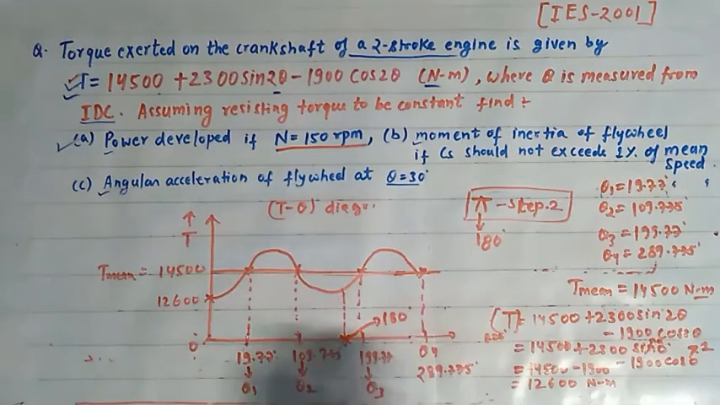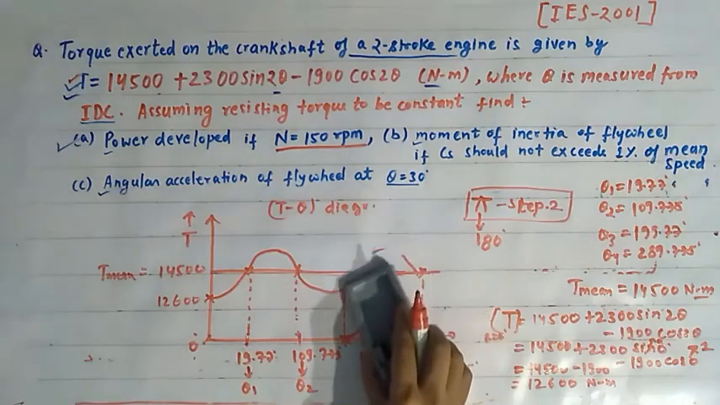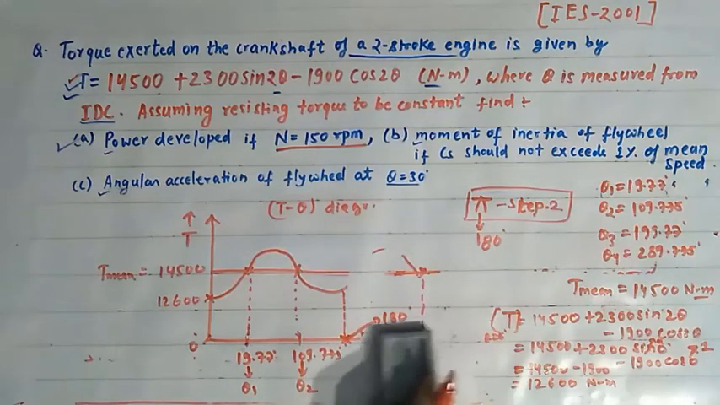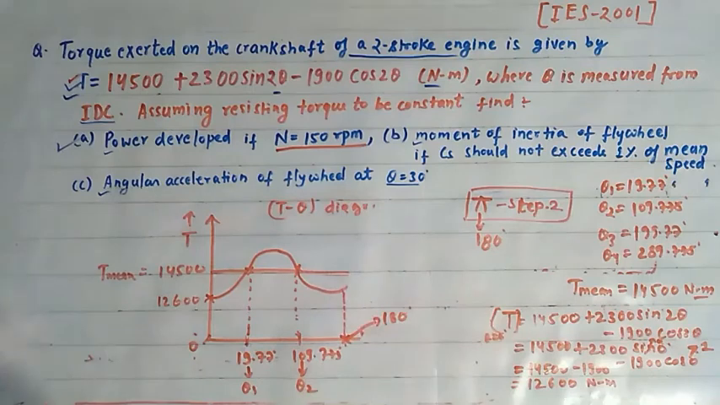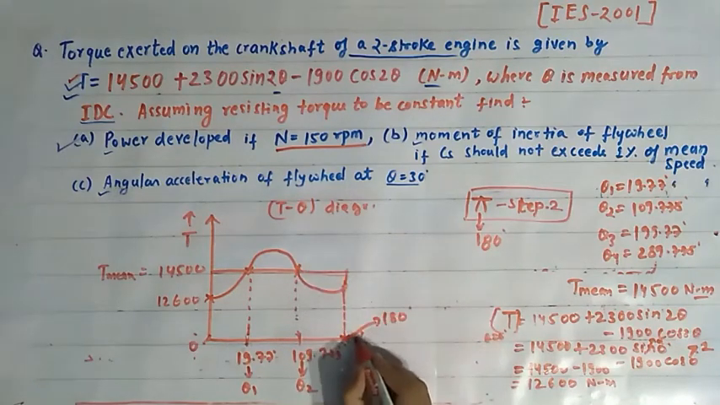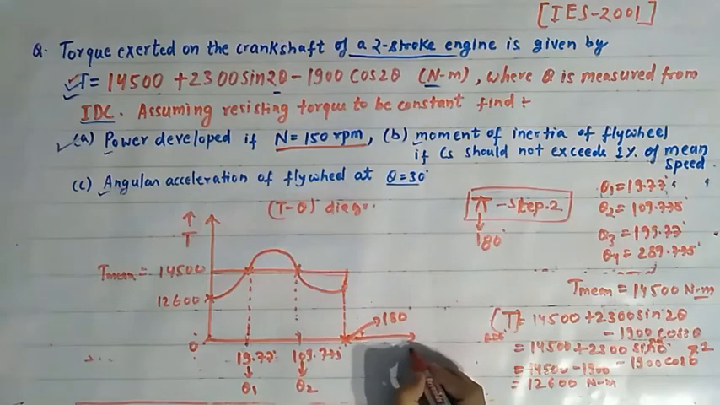And I will rub the rest of the cycle because this is not required. This part of the cycle after 180 degree is not required to me. It is useless. I need only one cycle. So this is the torque diagram which is required, and this point is 180 degree and this is theta.